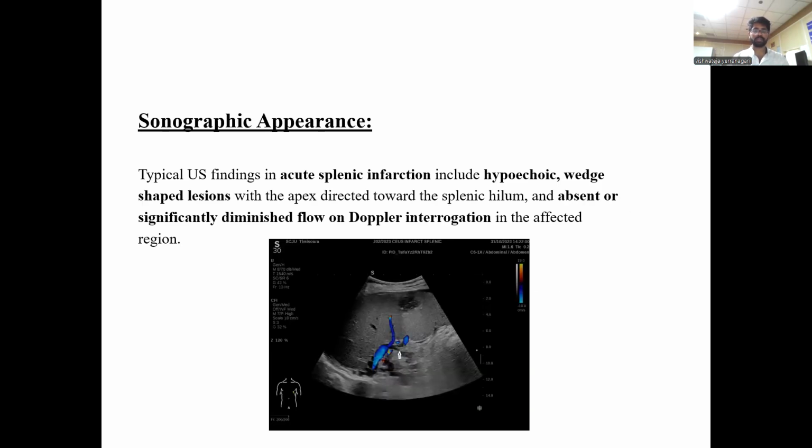The sonographic appearance in splenic infarction: we will be seeing hypoechoic, wedge-shaped lesions with the apex directed towards the splenic hilum, and absent or significantly diminished flow on Doppler interrogation in the affected region.